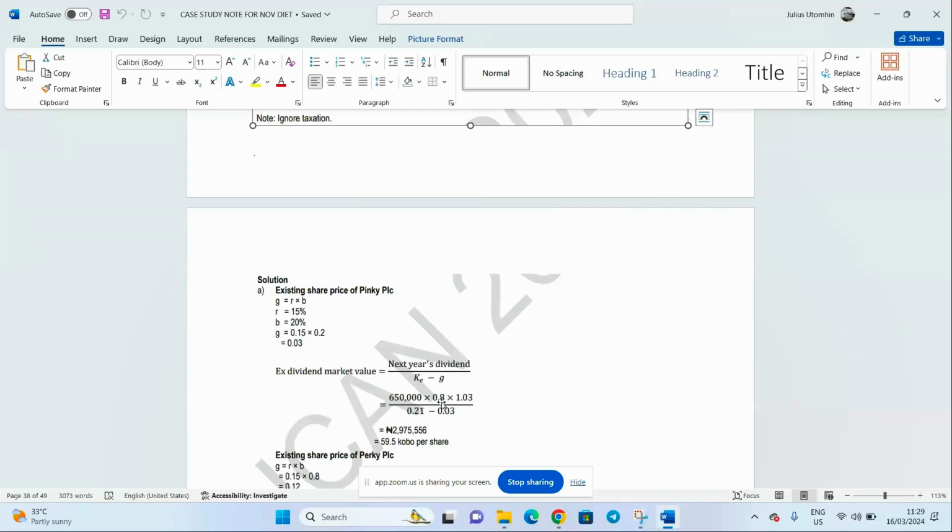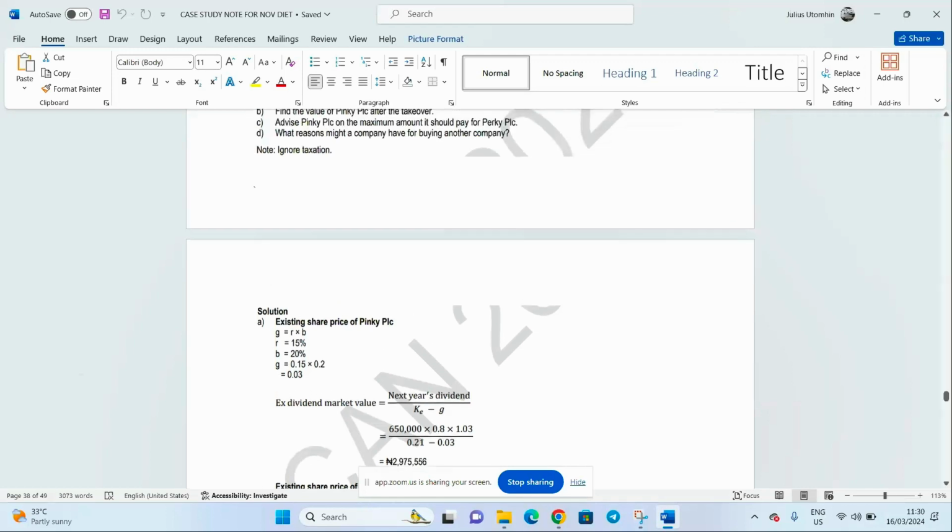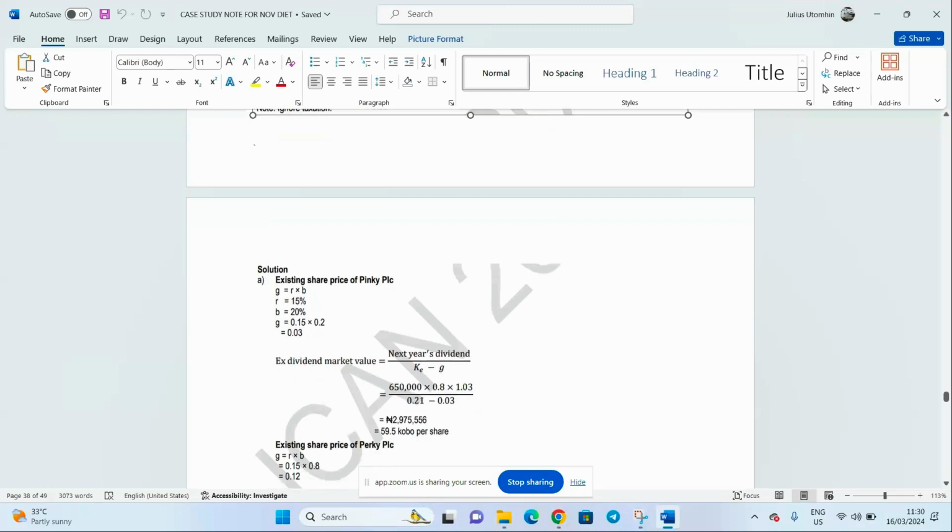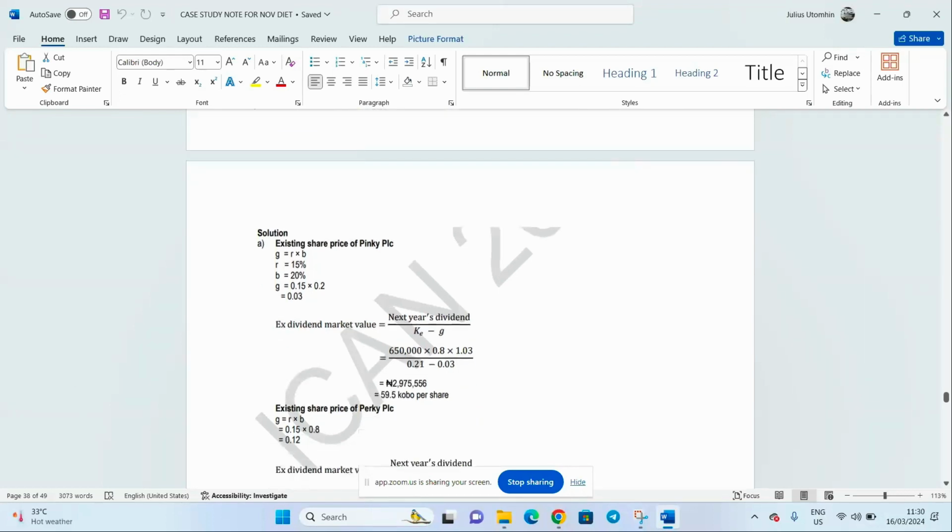535,600. Okay, divide it by 18%. I'm just trying to explain how I got that 18%. That's 21 minus 3 percent. What do you have? 2,975,556. That is where that is coming from.